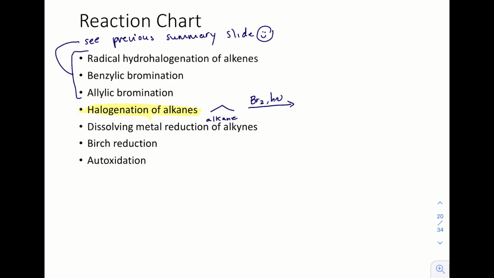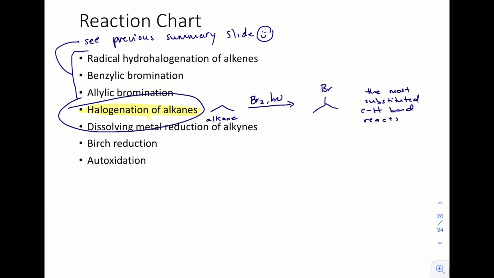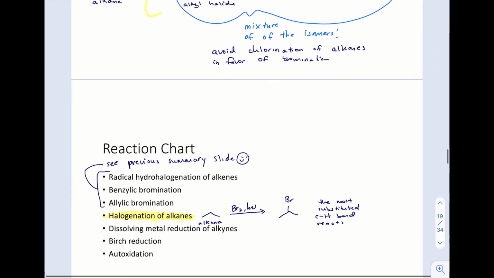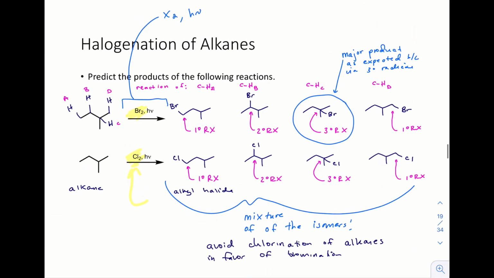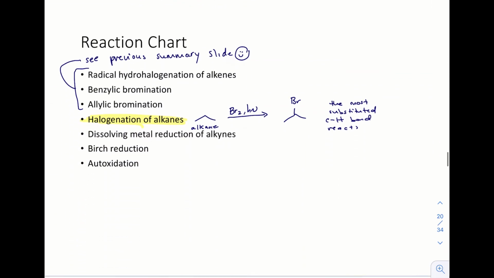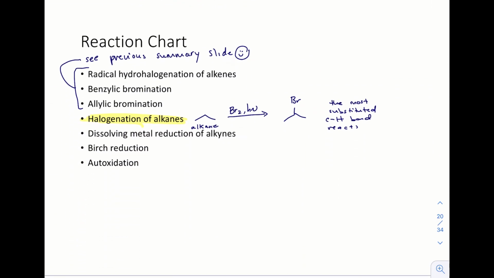When an alkane is treated with molecular bromine in the presence of light, substitution of the most substituted carbon-hydrogen bond for a halogen will occur. We know that this reaction will also occur with chlorine, but as we said, a mixture of isomers is formed, so we'll typically avoid it. Unless only one isomer is possible, then perhaps you could imagine also using the chlorination reaction.